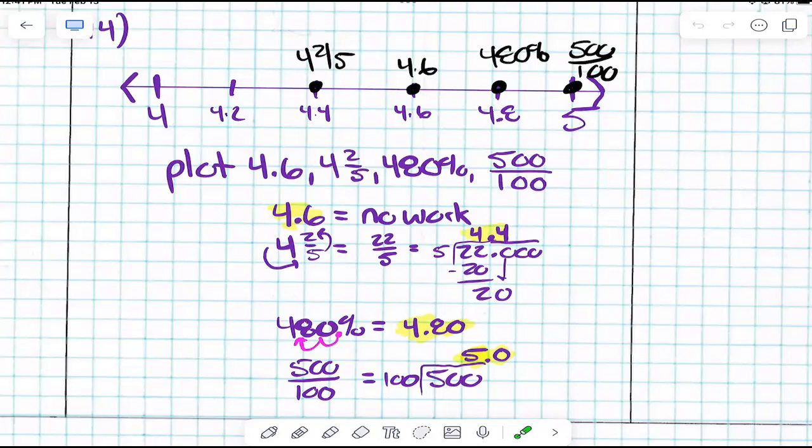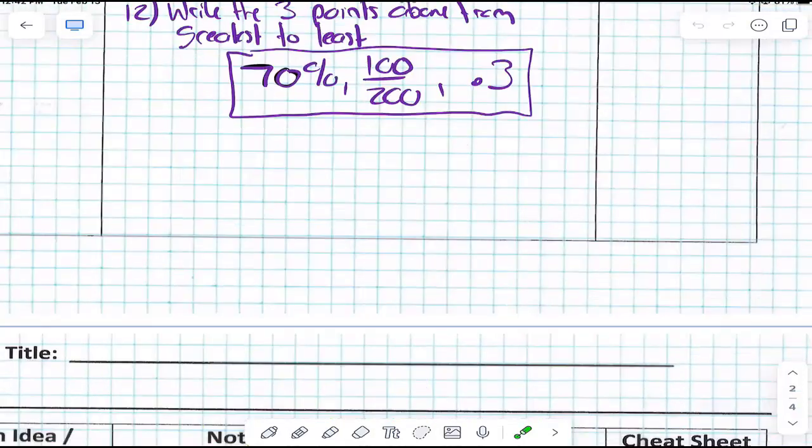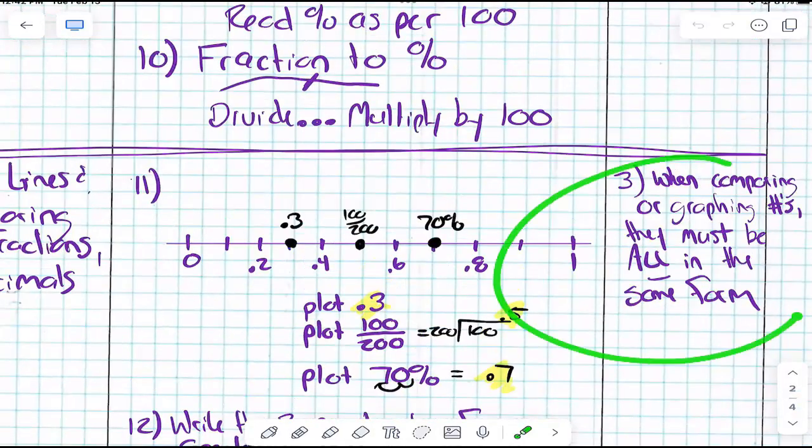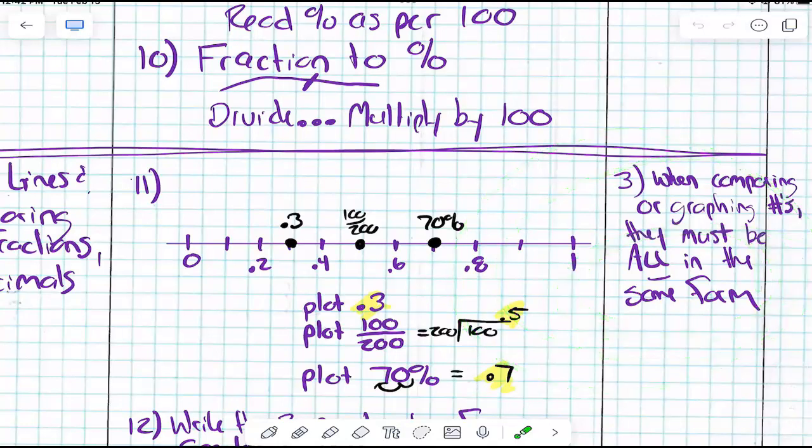You guys are capable of changing a mixed number to a decimal? A percent into a decimal? Improper fraction into a decimal? Can you change a decimal into a decimal? It's a decimal already, right? So, bottom line is, the cheat sheet that I wrote is, in order to compare our graph numbers, they all must be in the same form. We good with this?